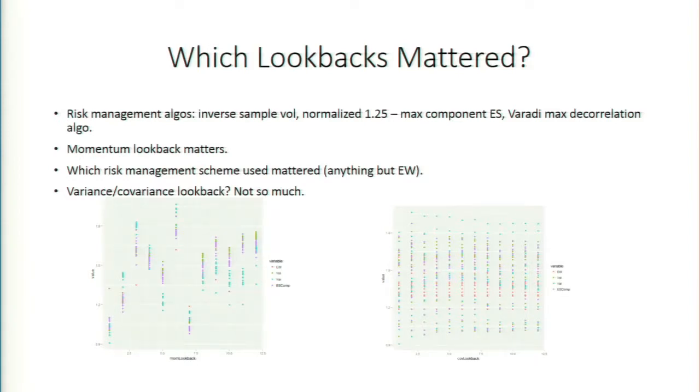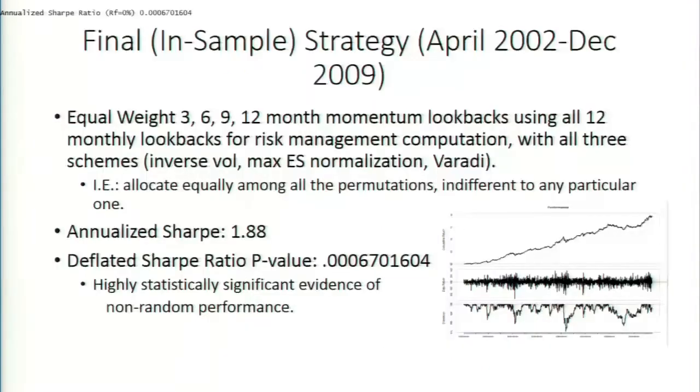So the 3 risk management algorithms were inverse sample variance, or volatility rather, and the normalized 1.25 minus max percentage contribution to component expected shortfall, and the David Varadi maximum decorrelation algorithm. So you could find that on the CSS Analytics site. And so the conclusion in this case is that momentum lookbacks matter, and which risk management schemes matter? Well, anything except equal weight is good. They all had comparable performances.